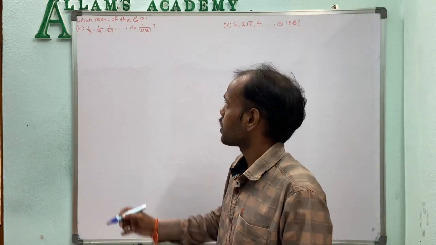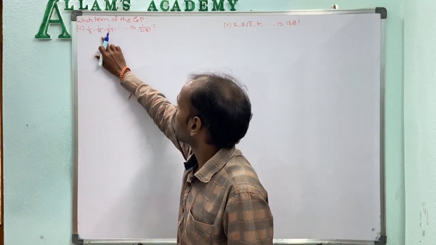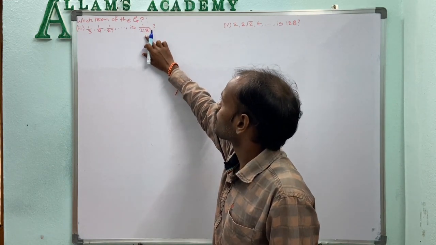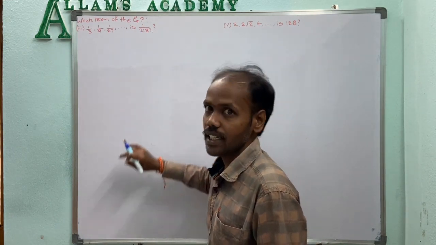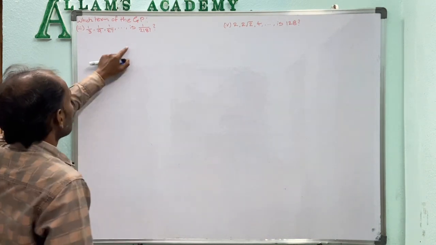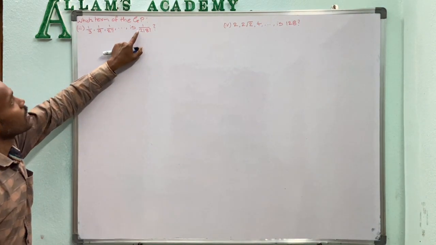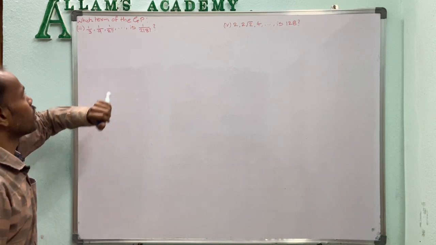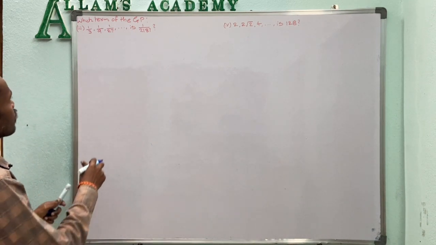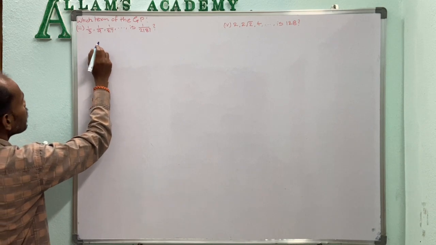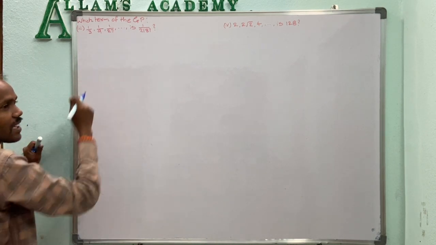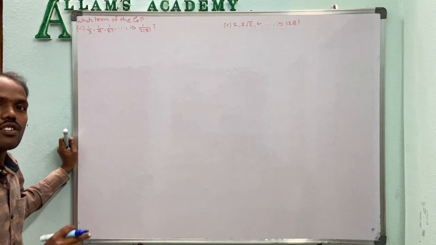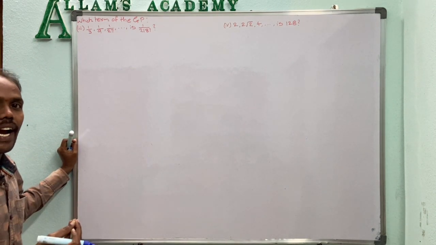Now the next problem is 1/3, 1/9, 1/27 and so on, up to 1/2187. Here we are asked: what is the 1/2187th term? Here we observe that the nth term an is equal to a into r power n minus 1. So we have to find a and r.